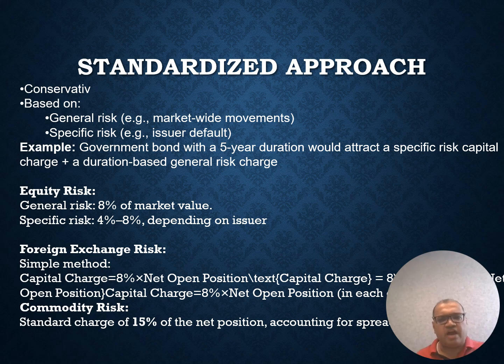Okay, let me repeat. In the standardized approach for the 1996 amendment of Basel, the general concept was a general risk with a market-wide exposure plus an issuer-specific risk. For the market you kept a certain fixed charge, plus a charge for the company-specific or issuer-specific risk. Three types of risk were dealt with: equity risk, FX risk, and commodity risk. In equity risk, you had a general charge of 8% of market value, and then specific risk of 4 to 8% depending on the issuer. For foreign exchange, you had 8% of the net open position, and for commodity risk, 15% of the net open position. Now let's delve into this further.